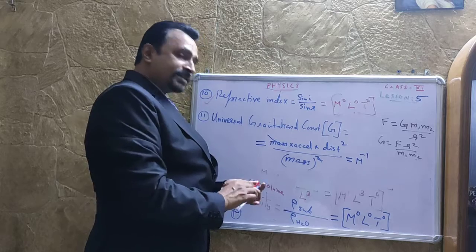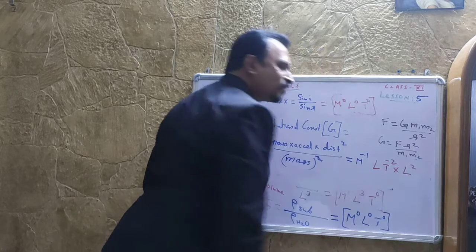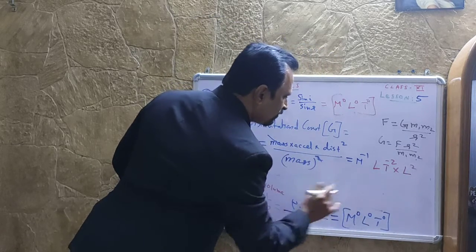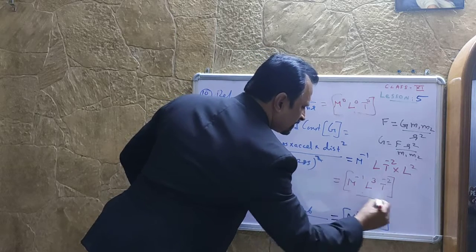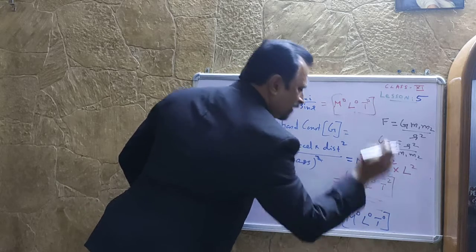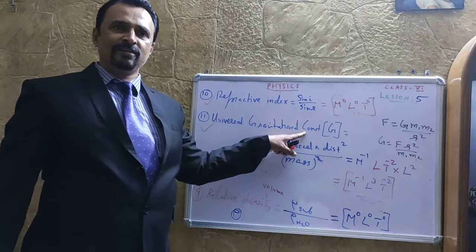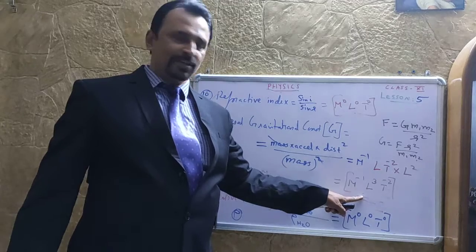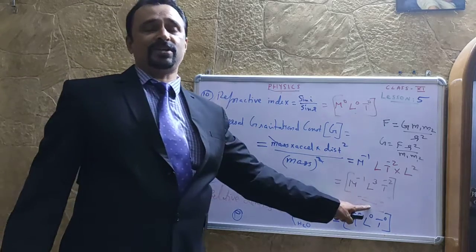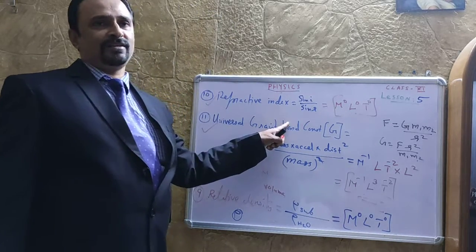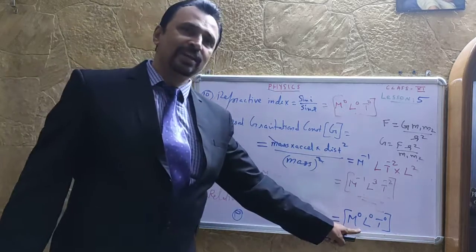And acceleration, what is the dimensional formula? LT^-2, into distance square, L square. Now combine all the powers. So your answer will be M^-1 L^3 T^-2. See, mass power minus 1, L power 3, T power minus 2. Now, in which group is this coming? Is it a constant? Constant. Is there a dimension? Yes. So it is an example of a physical quantity which is a constant and at the same time has dimensions. So it is a dimensional constant. And relative density is a dimensionless variable.